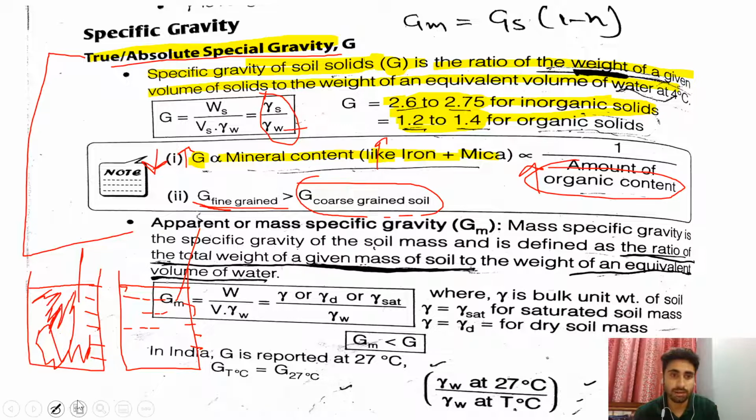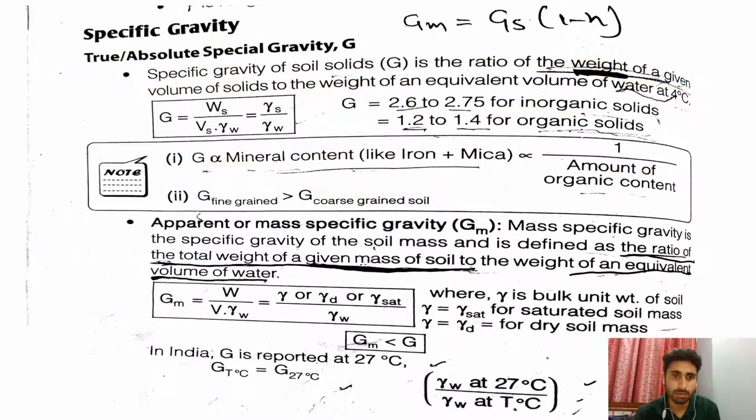What is apparent or mass specific gravity? This is represented by Gm. Mass specific gravity is the specific gravity of the soil mass and is defined as the ratio of total weight of a given mass of soil to weight of an equivalent volume of water. In this case the difference is in the numerator term. Here you can see the ratio of total weight of given mass of soil. Total weight can be bulk unit weight, dry unit weight, or saturated unit weight, to the unit weight of water.